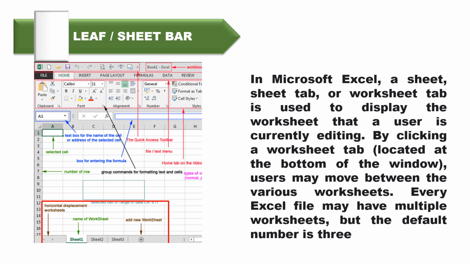Then comes the leaf or sheet bar. It is present in the bottommost position below the work area, and here we have the sheet names. By default, the first sheet will have the name Sheet1, and when a workbook is created, we will have 3 worksheets created as part of the workbook by default.